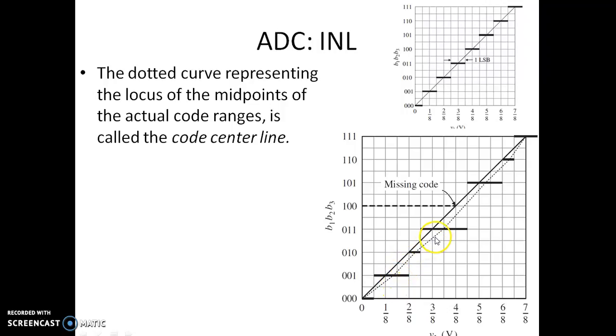Now this dotted line indicates the locus traced by the midpoints of the actual code lengths. The dotted curve representing the locus of midpoints of the actual code range is now called the code center line. So this is the code center line for the actual one. For the ideal one, this is the code center line.